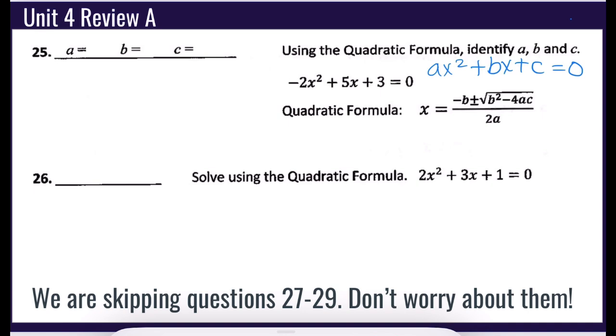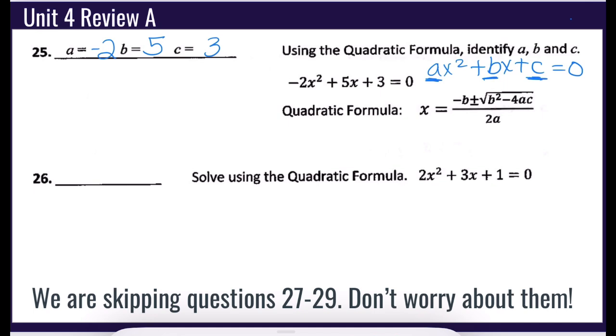So we're good. The next thing is remembering that the a is the coefficient that's attached to x squared. So in this case, our a is a negative 2. The b is what's attached to x. So in this case, our b is 5. And the c is what's at the end, that constant. So our c is 3. So 25 is just identifying the parts. We're not even using it yet.